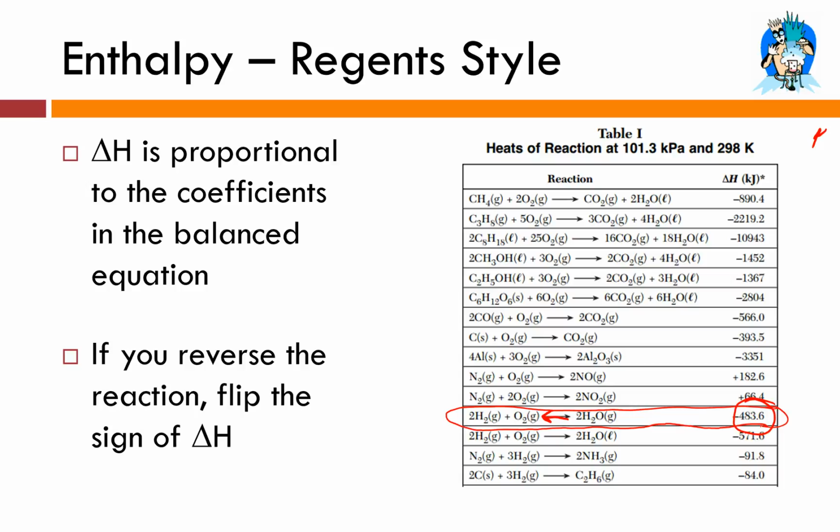Well, the number stays exactly the same, but the decomposition of 2 moles of water is going to require 483.6 kilojoules of energy. Therefore, I just need to change the sign to show that it is an endothermic reaction and have positive 483.6. That's it. If you can follow along with that, you are in pretty good shape. So let's try out some practice problems.